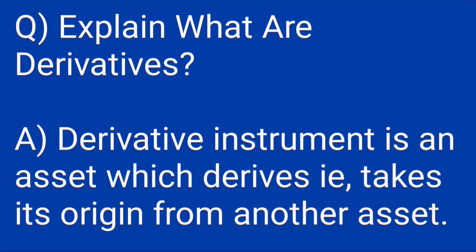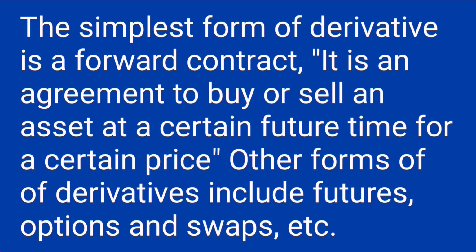Explain what derivatives are. A derivative instrument is an asset which derives, that is, takes its origin from another asset. The simplest form of derivative is a forward contract. It is an agreement to buy or sell an asset at a certain future time for a certain price. Other forms of derivatives include futures, options, and swaps, etc.